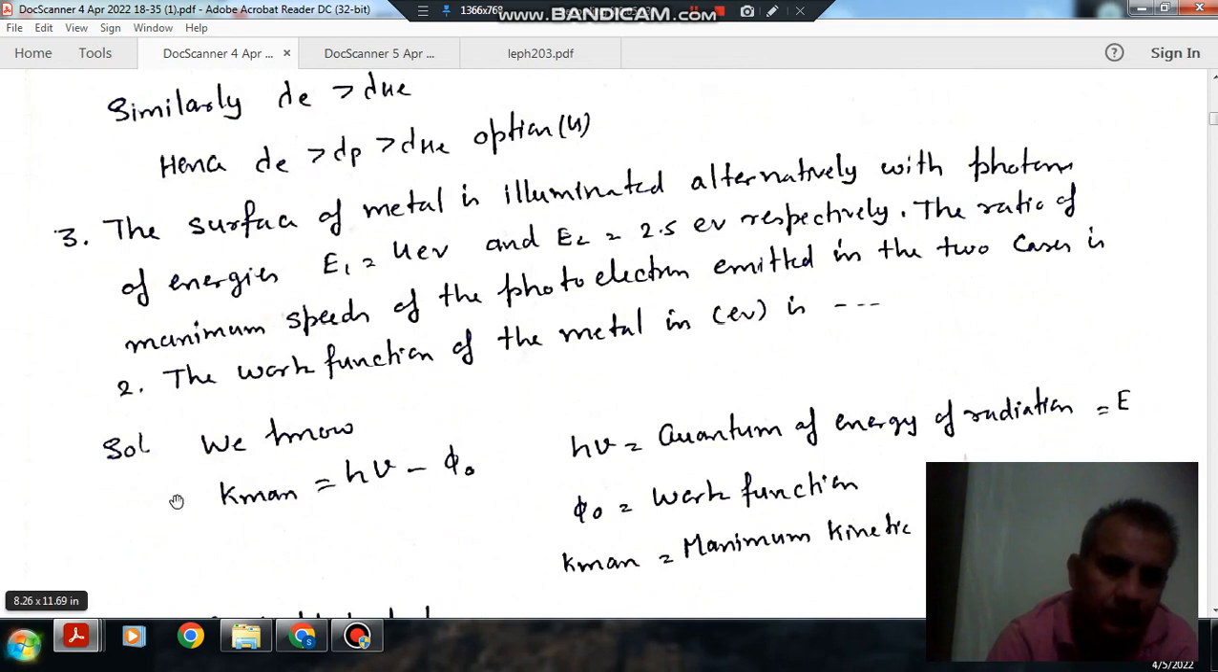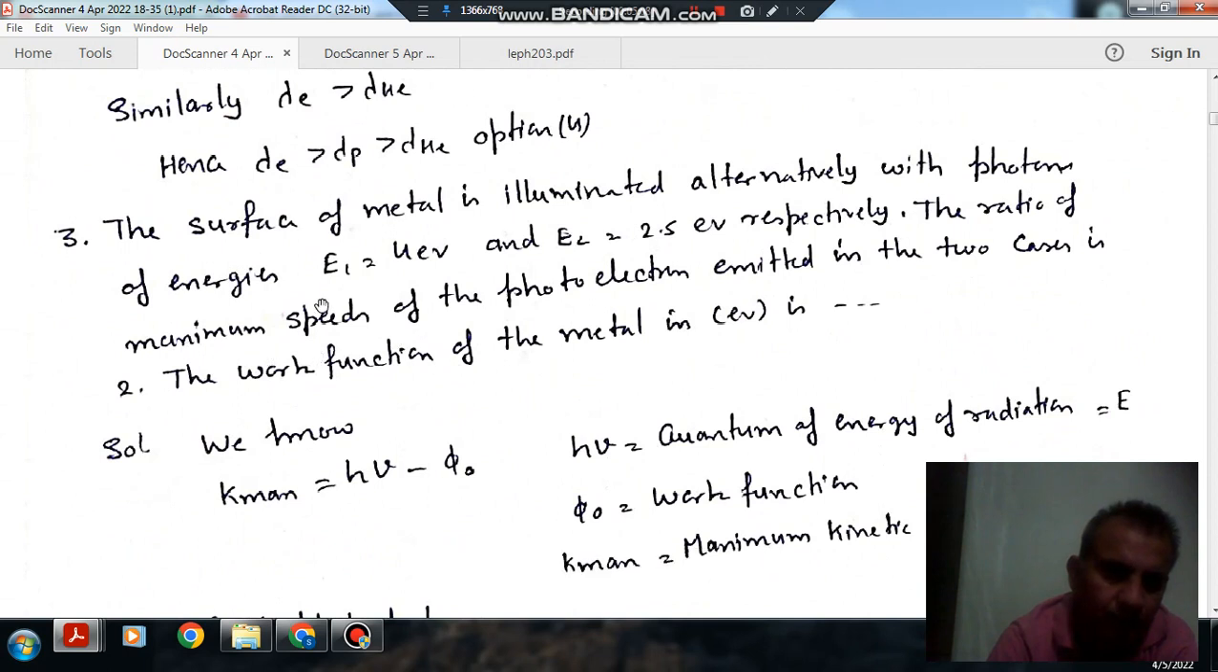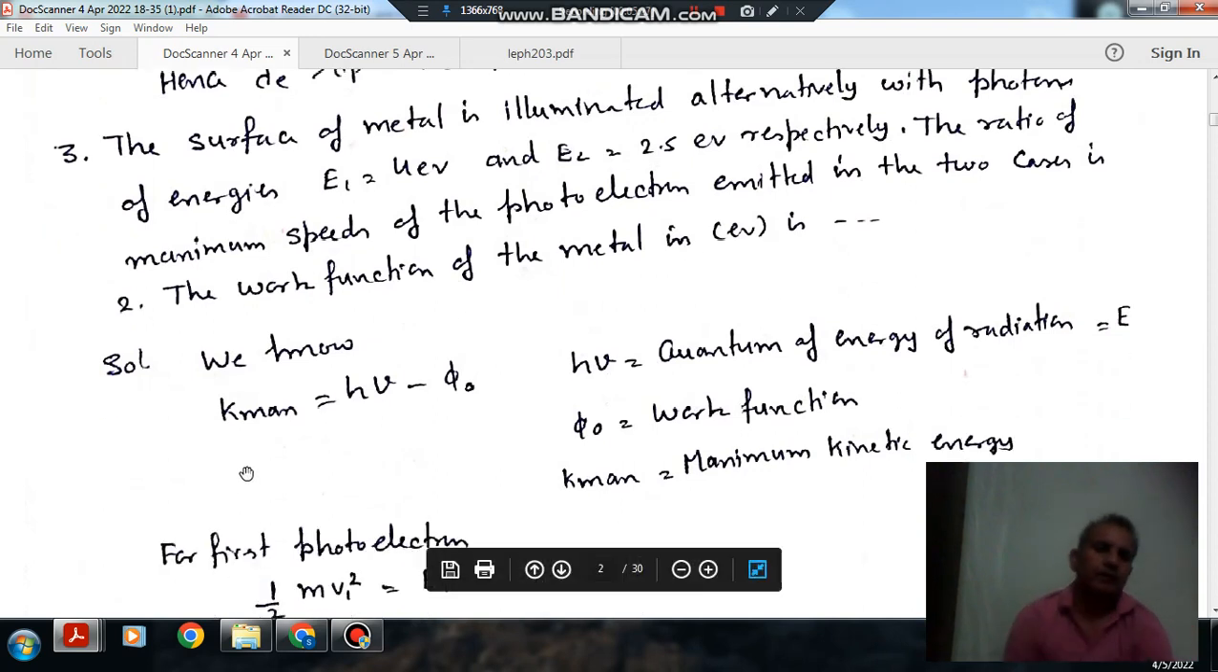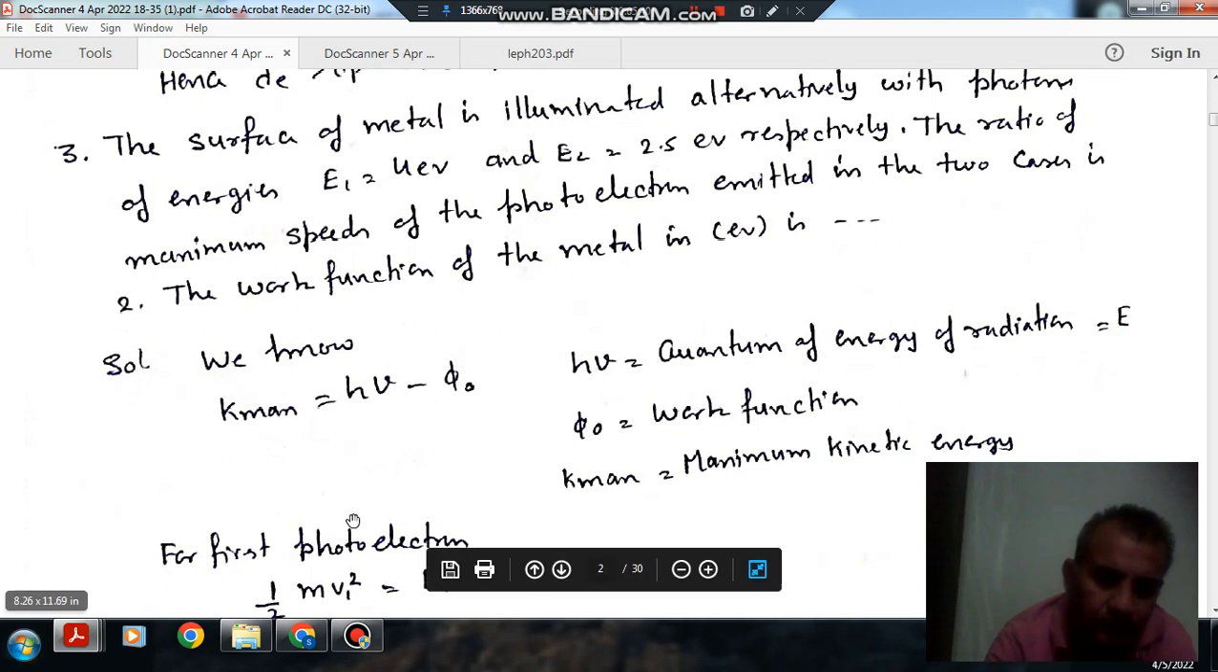Next, the surface of a metal is illuminated alternately with photons of energy E1 equal to 4 electron volt and E2 equal to 2.5 electron volts respectively. The ratio of maximum speeds of the photoelectrons emitted in the two cases is 2. What is the work function of the metal? We know that K max equals h nu minus phi naught, where h nu is the energy of the photon or quantum of energy of radiation, phi naught is the work function, and K max is the maximum kinetic energy of the photoelectron.